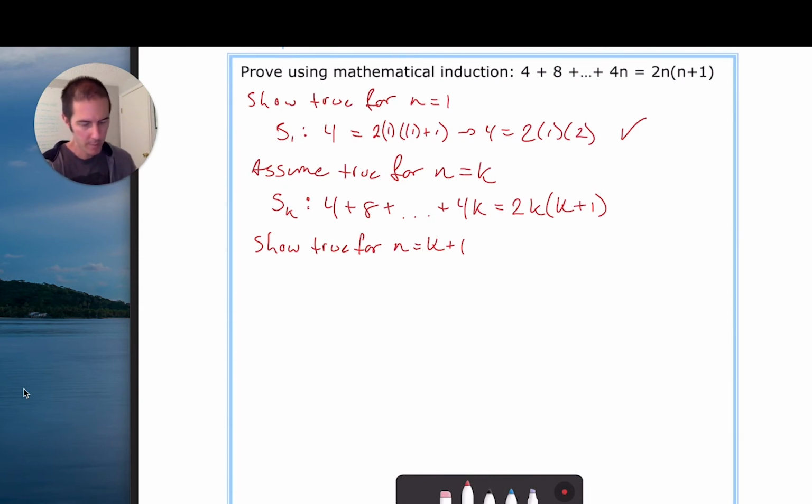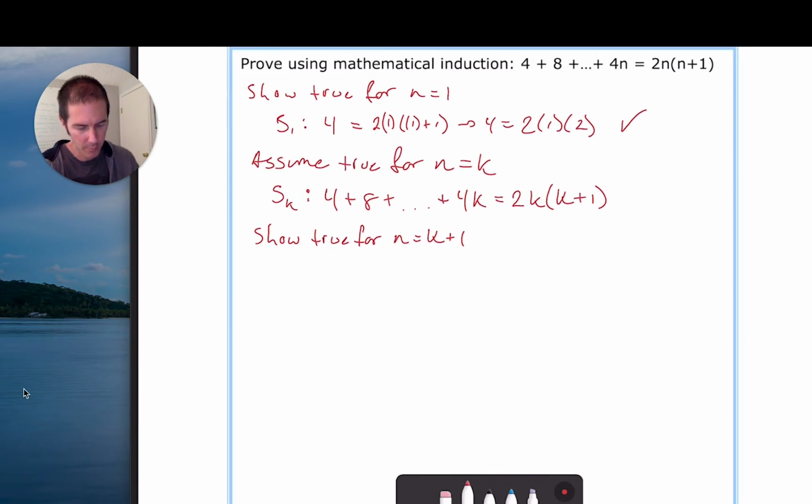Show true for n equals k plus 1. Well, what is the k plus first statement? It still has the first term, and it still has the second term, and it still has a bunch of other terms. There should only be 3 dots there, plus there are k plus 1 terms. It's still going to have the kth term, that should say 4 times k, but it's also going to have a 4 times k plus 1 term. That's the k plus first term.